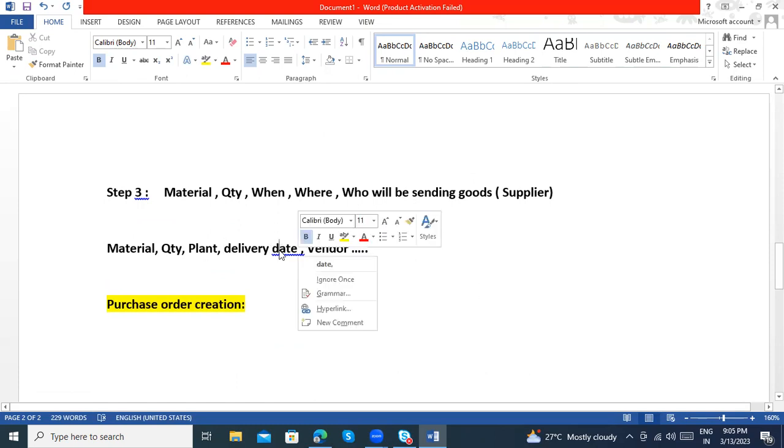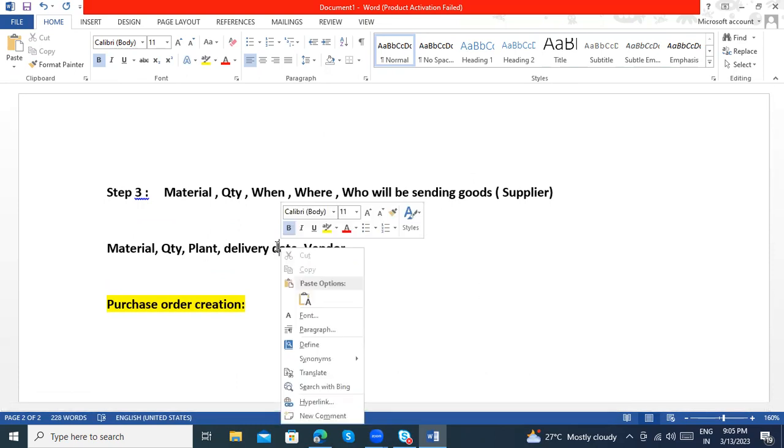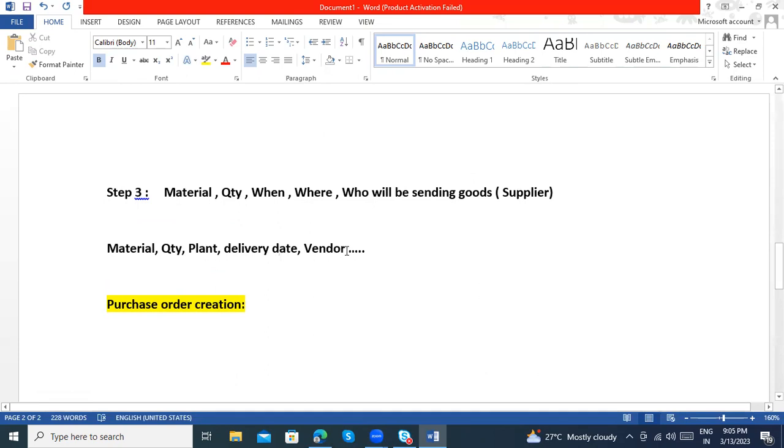If you have multiple delivery dates, you can create the order with multiple delivery dates. And if you have partners, suppose the main vendor is different, the supplier is different, the invoice raising department is different, and the freight vendor is different, then you can maintain multiple partners and define them also. Clear?